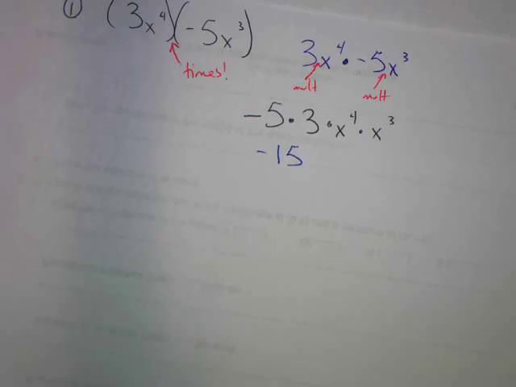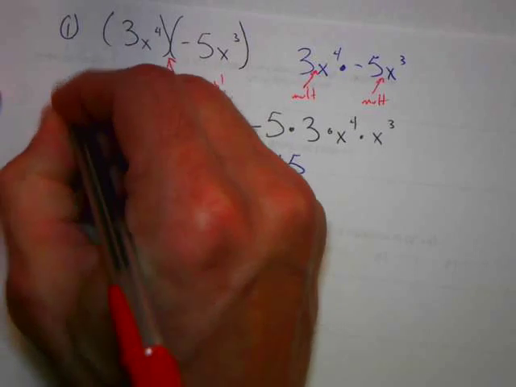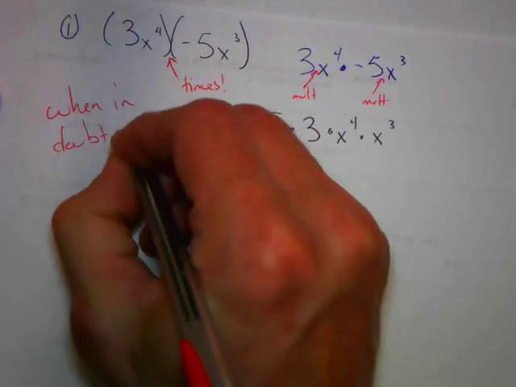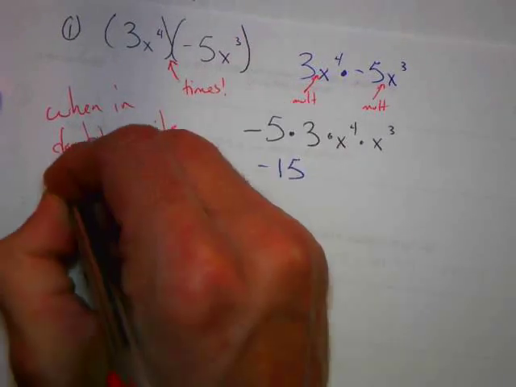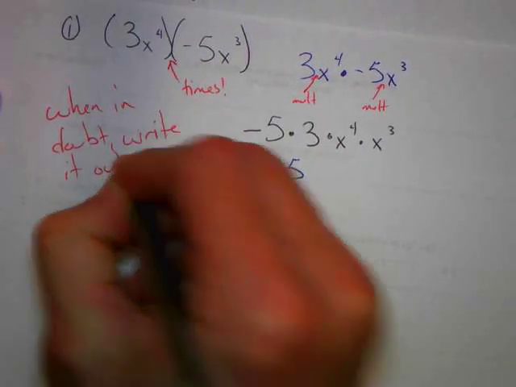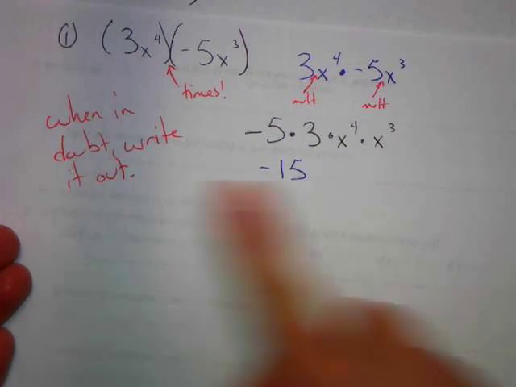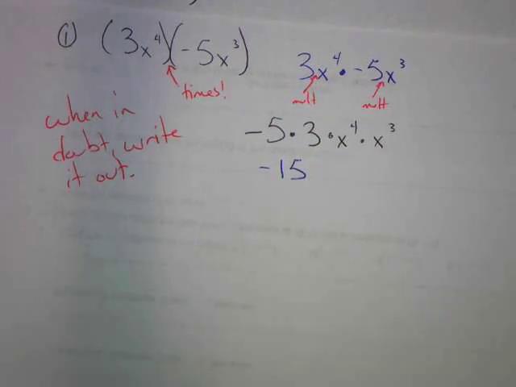Now, I'm going to tell you a rule that you can always get away with. And here's the rule. When in doubt, write it out. When in doubt, write it out. Because I'm going to show you some laws with different letters and stuff, and you may not understand it, or you may have a hard time comprehending it, but when in doubt, write it out. What does that mean? Take a look at x to the 4th times x to the 3rd.